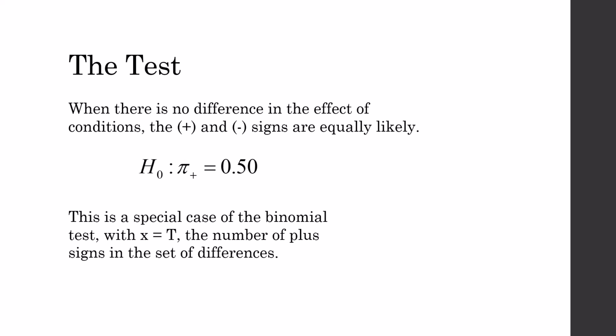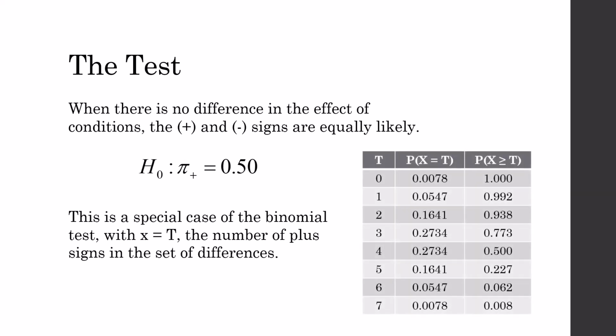Why are we using a proportion of 0.5 for the null hypothesis? If the treatment is not effective, then whether the treatment participant or the control participant exhibited the most successful outcome is just a matter of chance. When there is no difference in the effect of the conditions, the plus and minus signs are equally likely. Because this is a binomial test, we can use the same sort of table that we use for a binomial test.